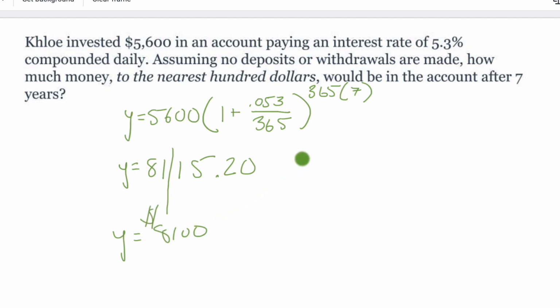So the important thing is when you're evaluating exponential functions, you know how often it's compounded or if it's compounded continuously. If it's continuous, you're going to use e. If it's compounded on a regular basis, just plug that into the function.